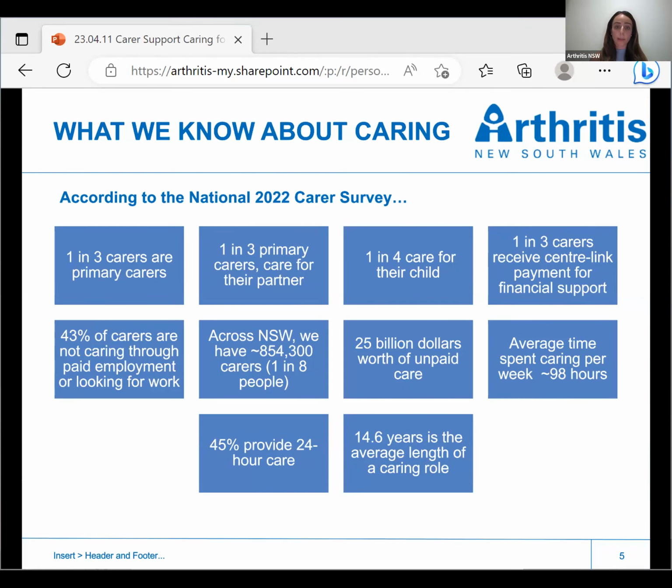1 in 3 primary carers care for their partner, 1 in 4 care for their child. And on average, following a diagnosis, 14.6 years is the average length of the caring role. So I highlight this information to you to let you know that you're not alone.